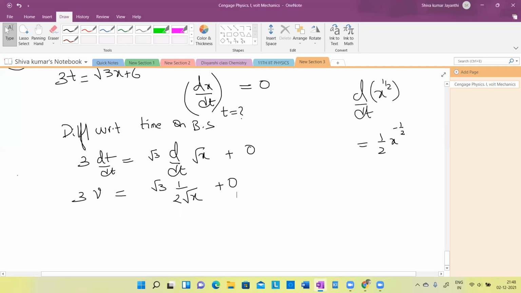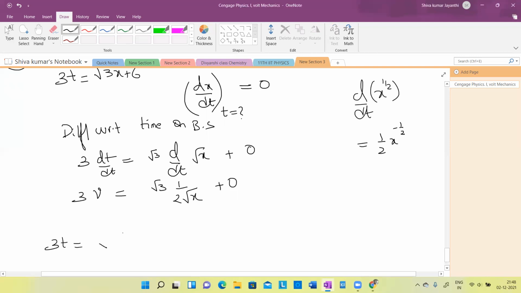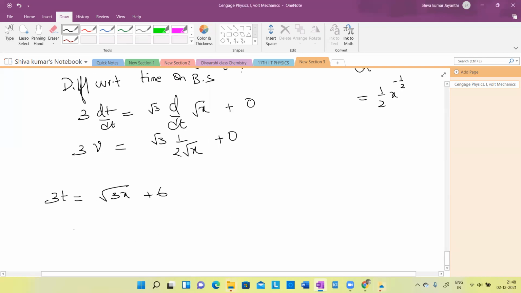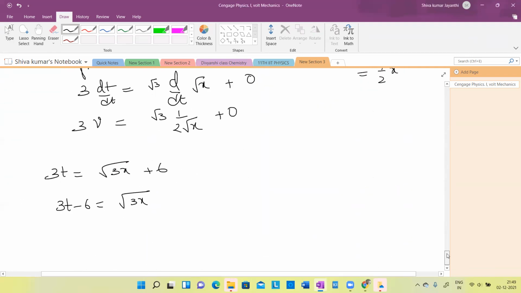Why? Because if you put v equal to 0 here, there is no meaning for this equation. You won't get anything. So what should you do? You should change the initial given equation only. They gave 3t equal to root over 3x plus 6, so I changed it and did it in a much simpler way. I took it like 3t minus 6 is equal to root 3x.